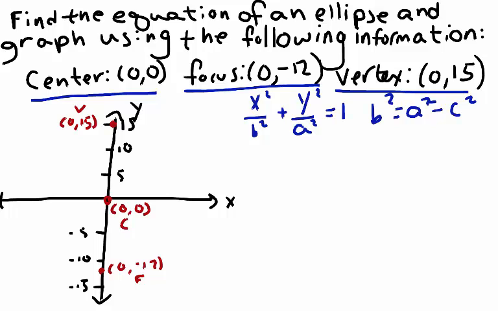We know that the value of c is given by the distance from the center to a focus. So we'll note that c is equal to 12. The distance from the center to one of the vertices is a. So we know that a equals 15 because this vertex is 15 units from the center.